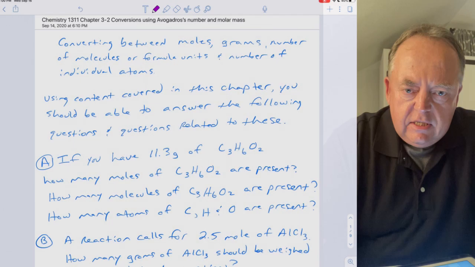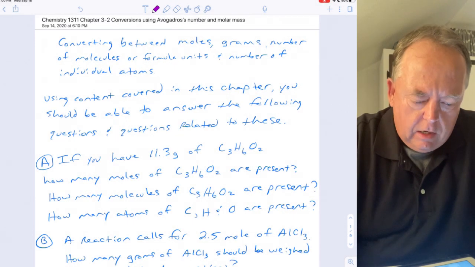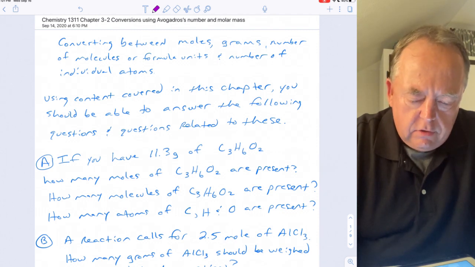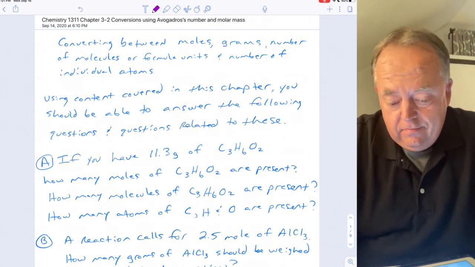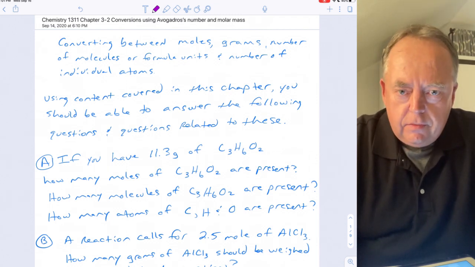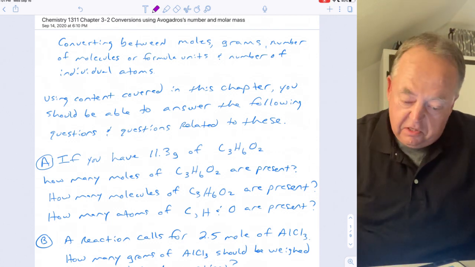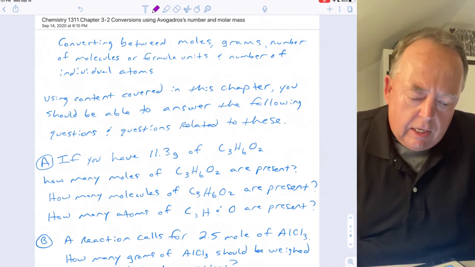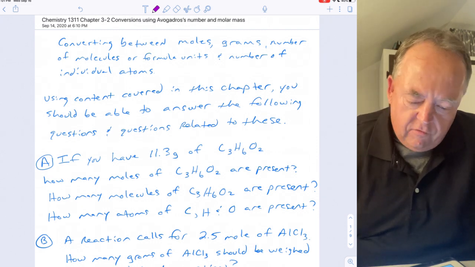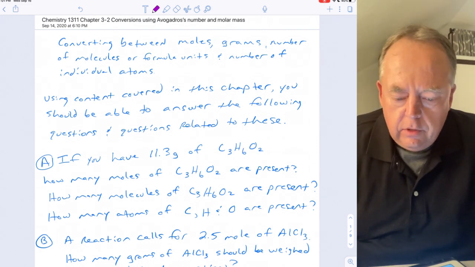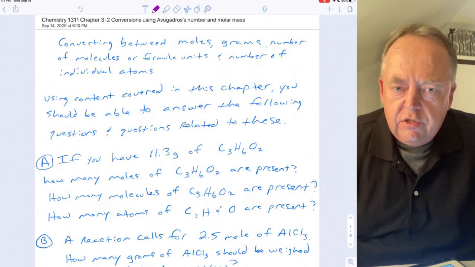So this is the second lecture out of chapter 3. The material we're going to talk about right now is certainly one of the more difficult aspects for students in this chapter. Actually, this lecture and the next 2 lectures are pretty difficult material for most students. So basically, we're just going to do a lot of conversions in this chapter. In this lecture, we're going to convert between moles and grams and numbers of molecules and numbers of individual atoms.